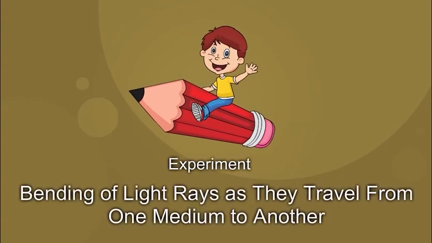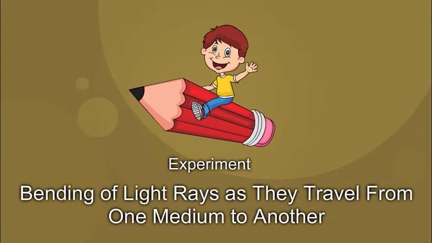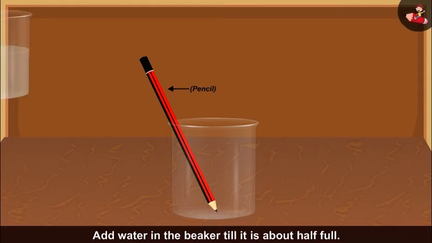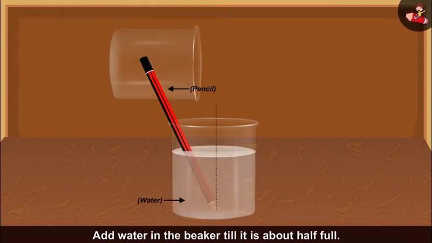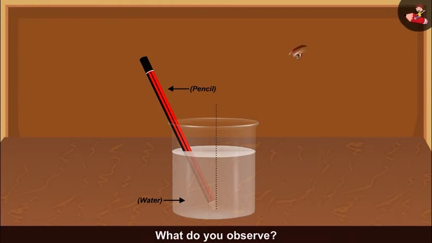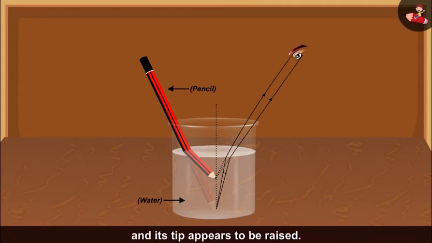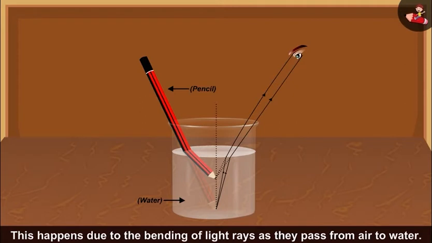Bending of light rays as they travel from one medium to another. Place a pencil in an empty beaker and look at it from the side. Add water in the beaker till it is about half full. What do you observe? The pencil seems to be bent at the surface of water and its tip appears to be raised. This happens due to the bending of light rays as they pass from air to water.